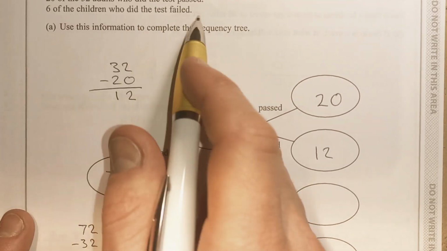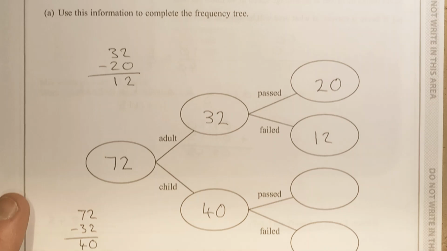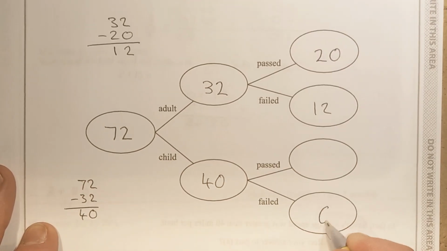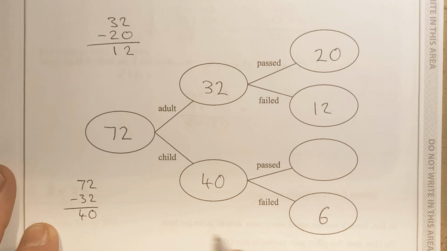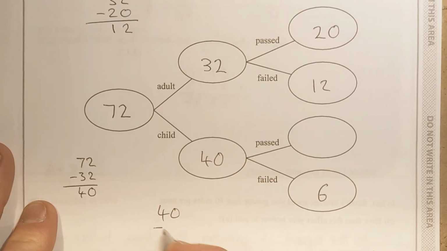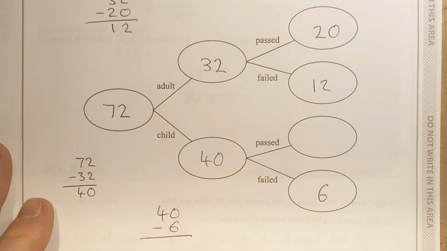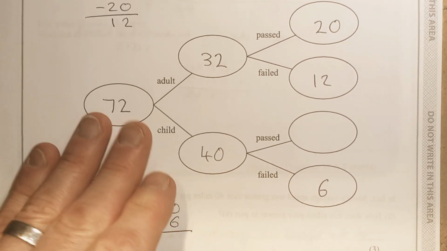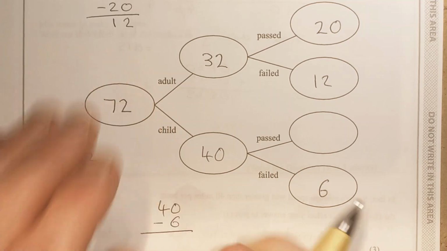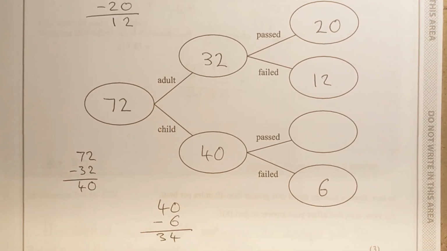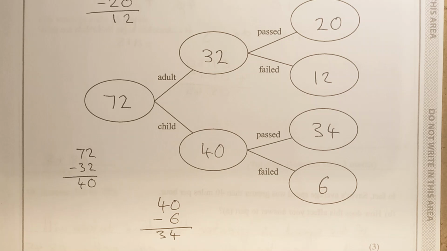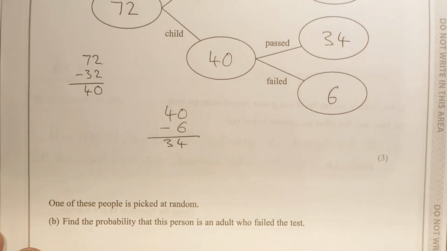6 of the children who did the test failed. So the children are down here. 6 of them failed. So the ones that passed must be 40 minus 6. Well, let's just count back from 40. 39, 38, 37, 36, 35, 34. There we go. We've got part B down here.